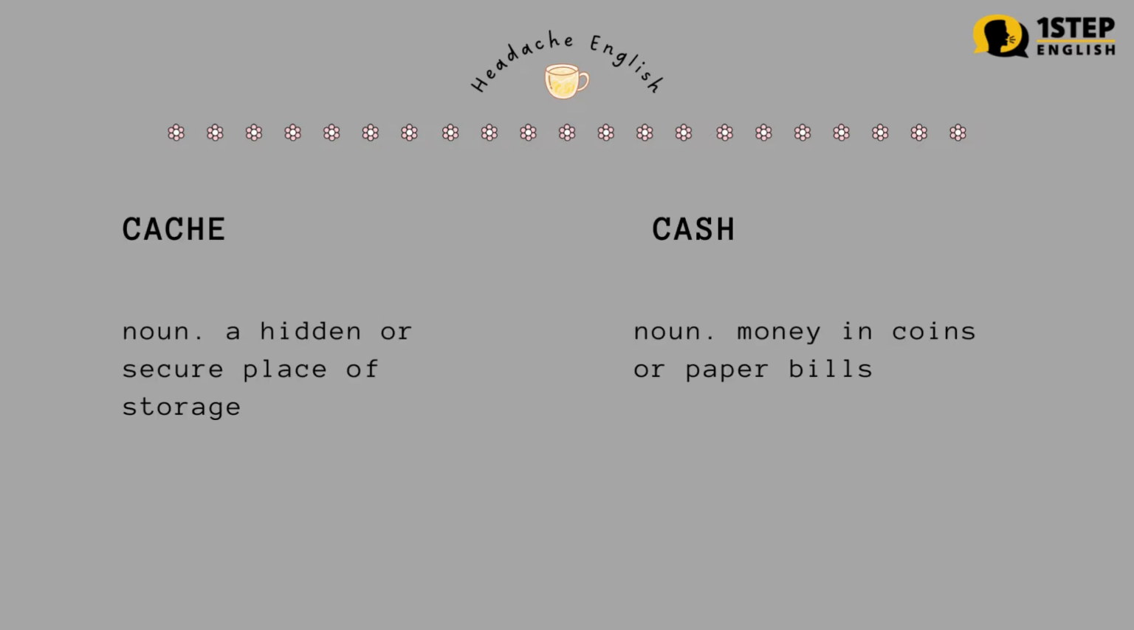Cache versus cash. Cache: noun, a hidden or secure place of storage. Cash: noun, money in coins or paper bills.